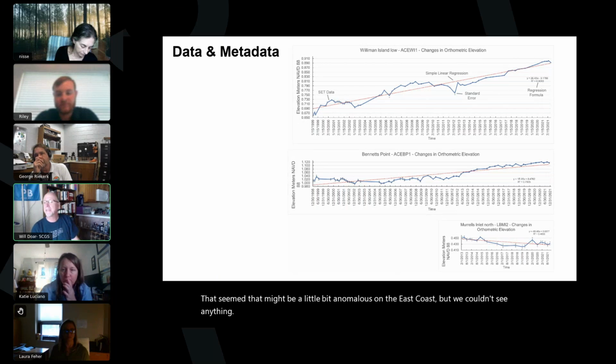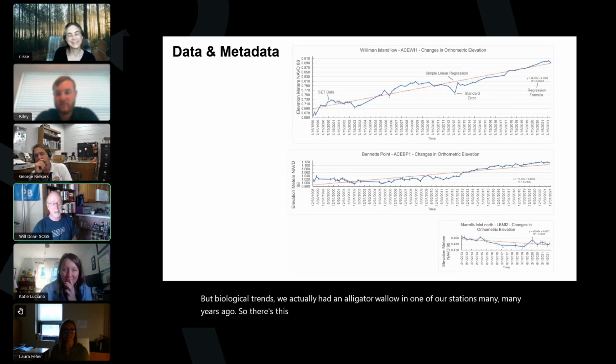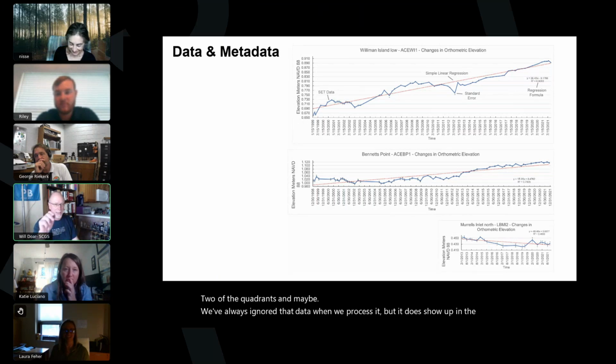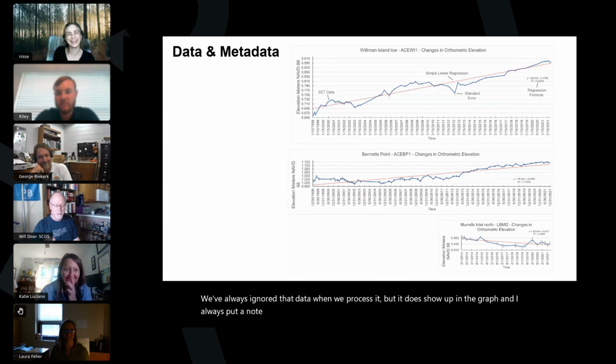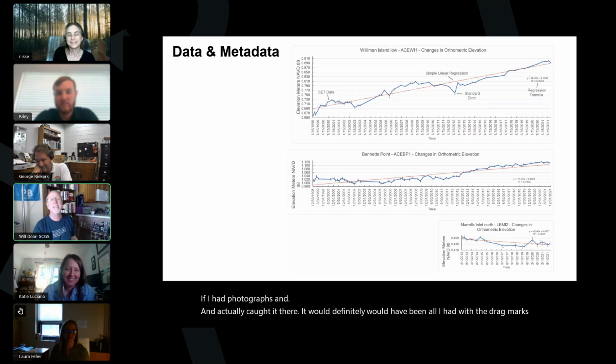But biological trends, we actually had an alligator wallow in one of our stations many, many years ago. So there's this nice trough through two of the quadrants. And maybe we've always ignored that data when we process it, but it does show up in the graph. And I always put a note, alligator, on the graph when that happens. That could be its own paper right there. If I'd had photographs and actually caught it there, it definitely would have been. All I had were the drag marks and footprints to prove what it was.